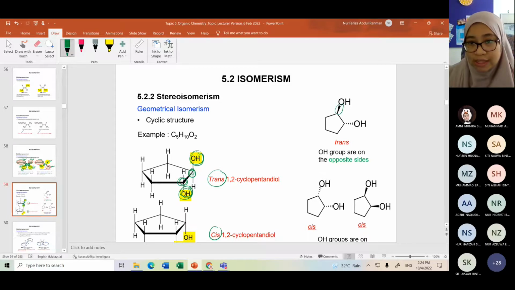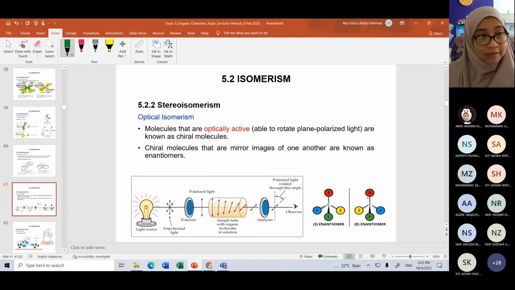If you were to use the wedge and dashed lines, to represent the trans form of isomerism, we use one wedge and one dash. So this is trans. To represent the cis form, you can either use both dashes, or both wedges. Both should be wedges. Okay, so that is for geometrical isomerism.